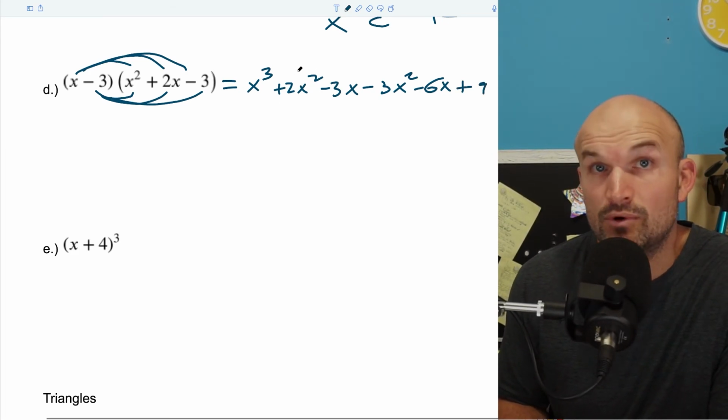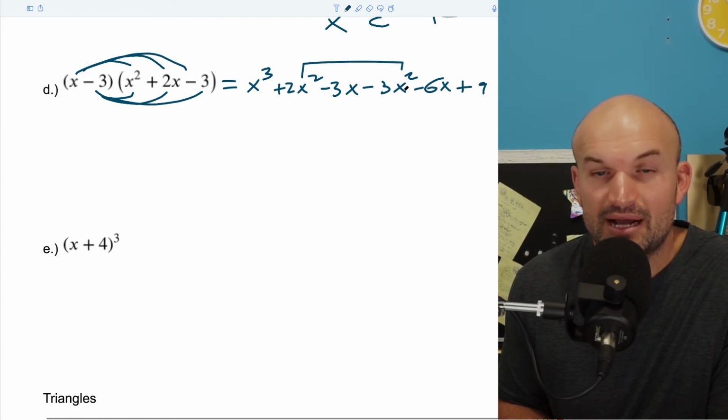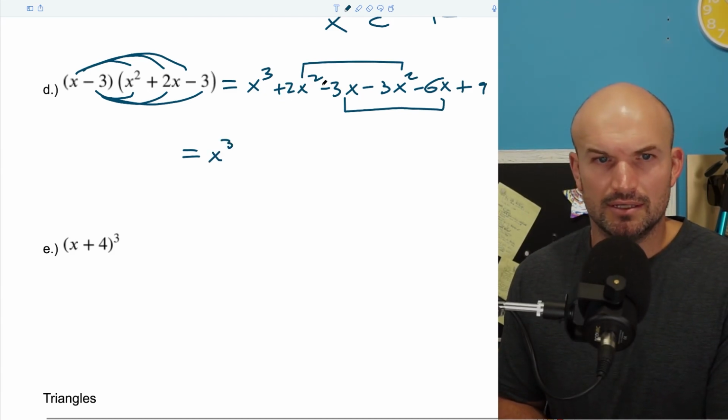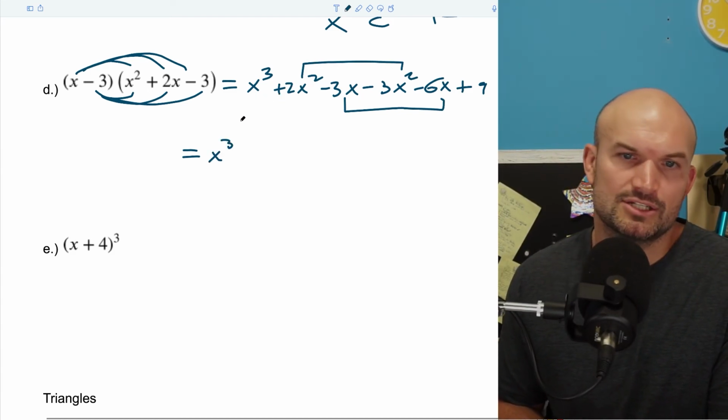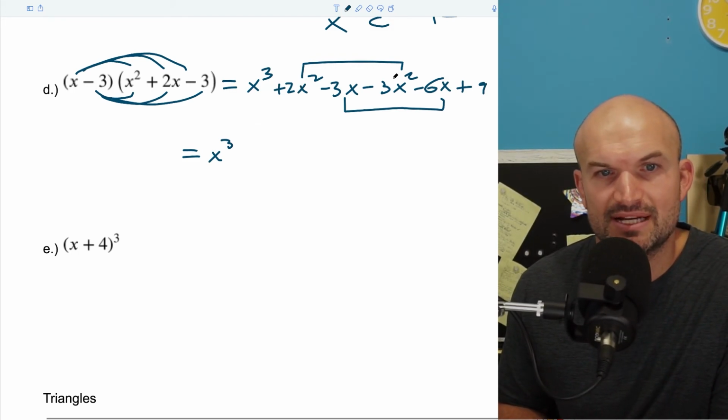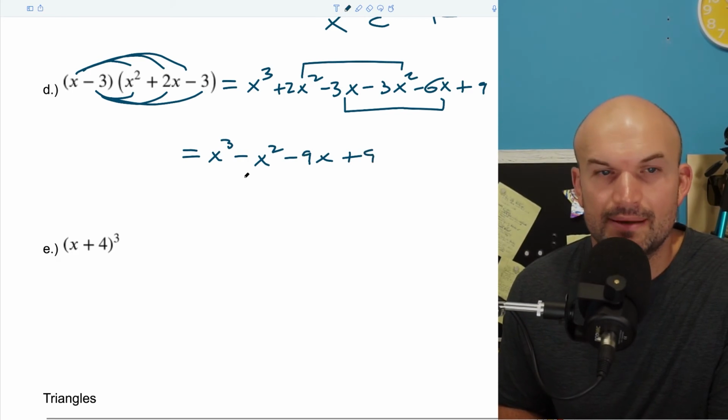Now let's figure out what like terms I can combine. Well, I can combine my x squareds, and I can combine my x's. So therefore, I get a final answer here of an x cubed, and then 2x squared minus 3x squared, that's going to be a negative x squared. This is going to be a minus 9x and then plus 9. Okay, so yep, looks good.